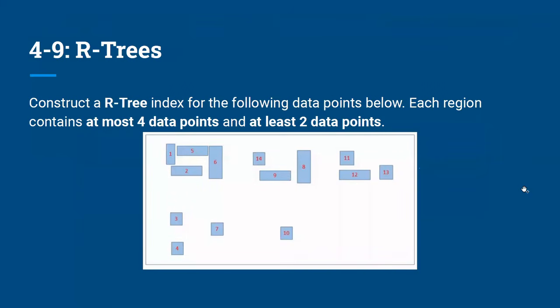All right. Now we're done with this first part of the SQL queries related to PostGIS. Here we have R trees. Similar to what we had with B trees, as we understood from the lecture, for spatial data we will be using R trees. In this exercise, we want to construct an R tree index for the following data points. Each region contains at most 4 data points and at least 2 data points.